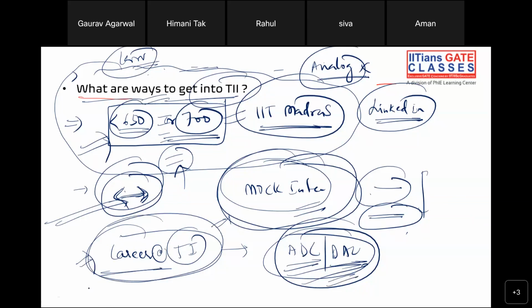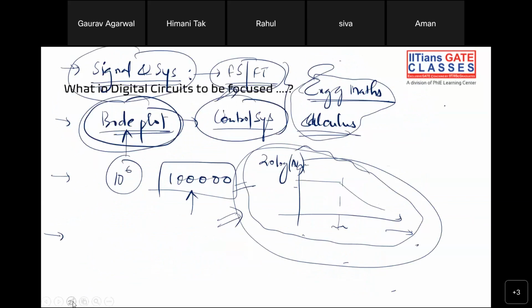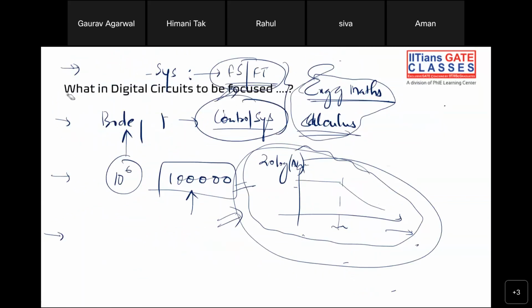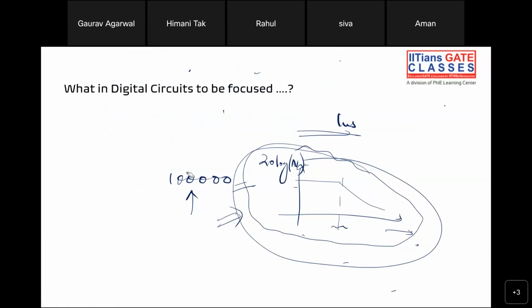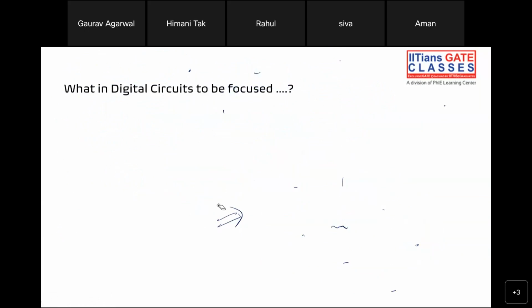One more thing was there: what are the things you need to focus on for a digital profile? Is anyone here for digital at Texas? Anyone? I will not cover this topic then if nobody is there. Anyone interested in digital profile? Can I check? Nobody is there, I guess. It's okay.